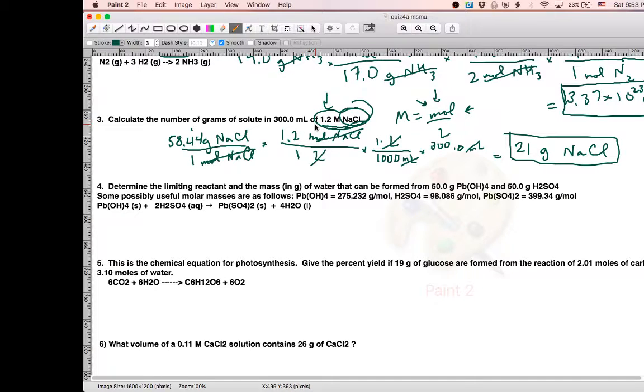You just have to make sure that you end with grams on top somewhere. At the end, if you have grams on the bottom, then you need to start this in some other way. I have shown you my preferred way, which is to start with grams on top because I know I want to end up at some point with grams on top somewhere in the problem.